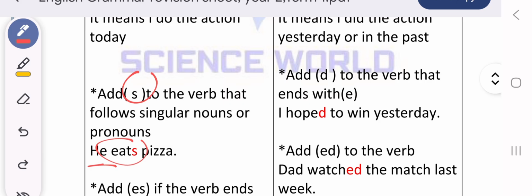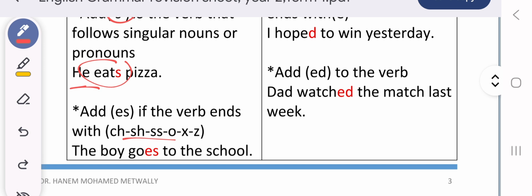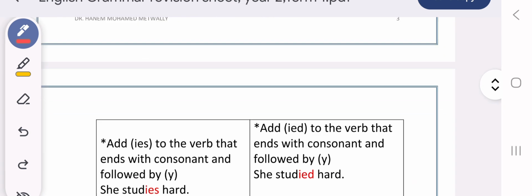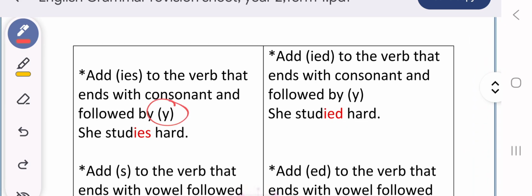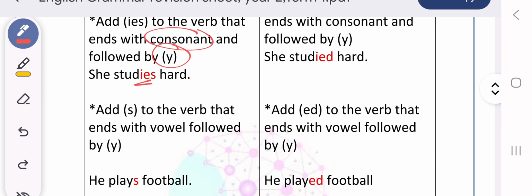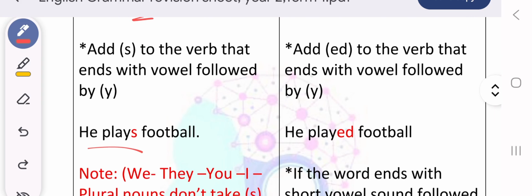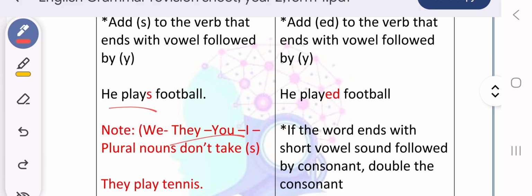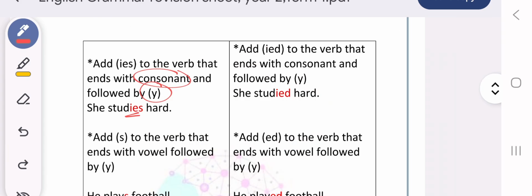He eats pizza. Also, if the verb ends with CH, SH, SS, O, X, or Z, we are going to add ES. The same, if the verb ends with Y, we will look at the letter before it. If it ends with a consonant, we will say goodbye Y, and bring IES. And like plays, it ends with Y, but there is a vowel before it, so we will add S only. But for I, we, they, you, the plural, it doesn't take S. Like they play tennis, not they plays tennis.